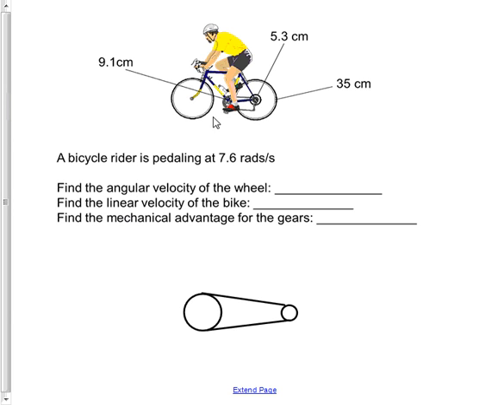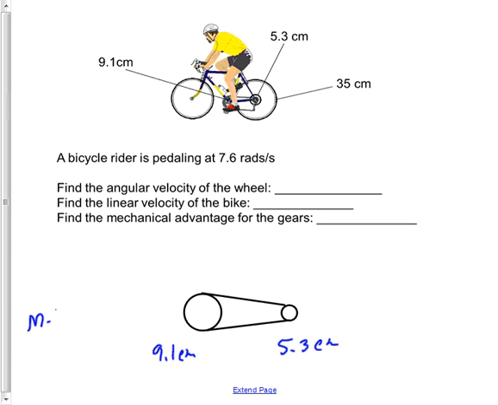Let's take those gears and represent them in this diagram here. This is our pedal gear of 9.1 centimeters. And the wheel gear is 5.3 centimeters. So essentially what this means is, since the front gear is larger than the back gear, this gear here may rotate once, but this must rotate more times in order to keep up with the larger gear. We define that as mechanical advantage.